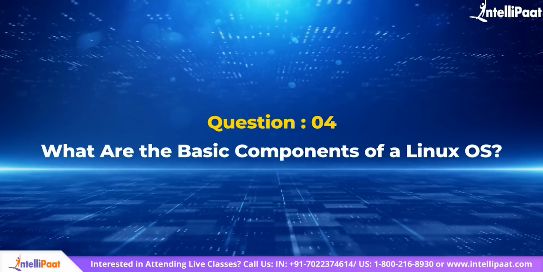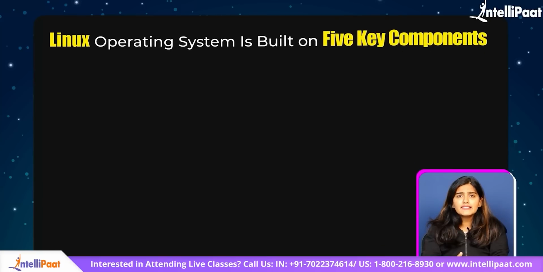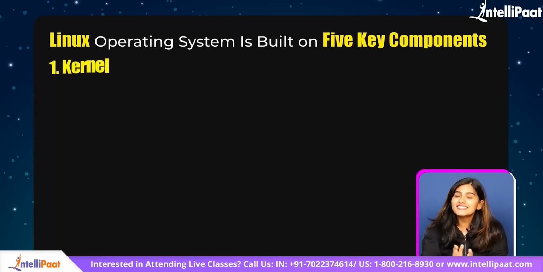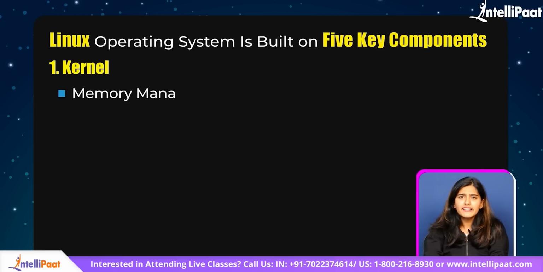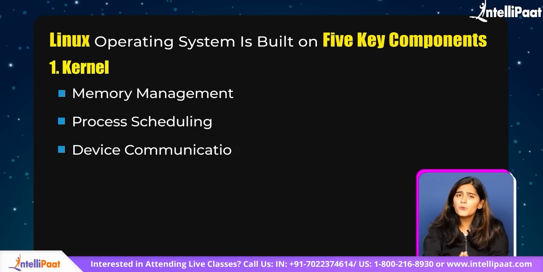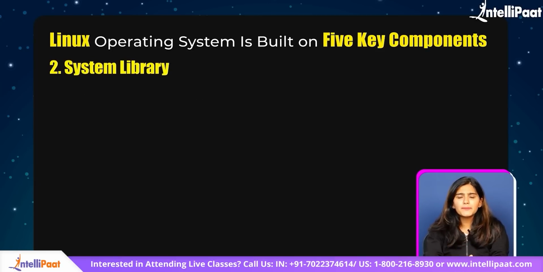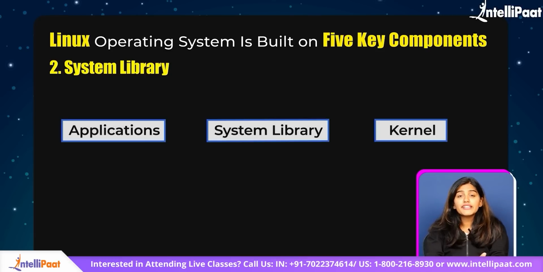Moving ahead with our next question, which is what are the basic components of a Linux OS? The Linux operating system is built on 5 key components, each essential for smooth operation. First is the kernel, the core of Linux, meaning it manages hardware resources and bridges hardware and software. It handles tasks like memory management, process scheduling, and device communication. Second is the system library. These libraries provide functions that allow applications to access kernel features without directly interacting with it. So they simplify software development by implementing core functionality, making development more efficient.